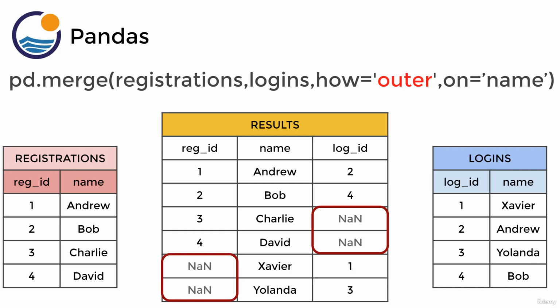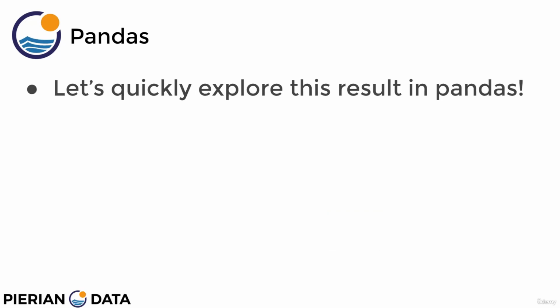Here we can see all the names, and then if we're missing values from either the registration ID column or the log ID column, they'll be filled in with null values. This is just kind of a quick and dirty way to join everything at once, regardless of null values or missing data. So let's quickly explore this in Pandas.